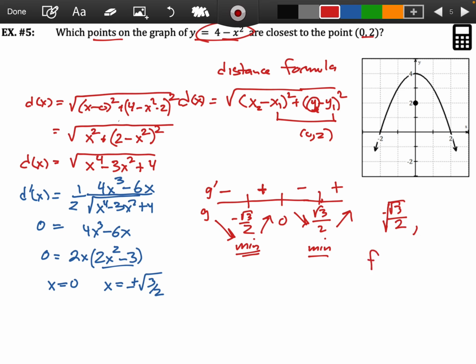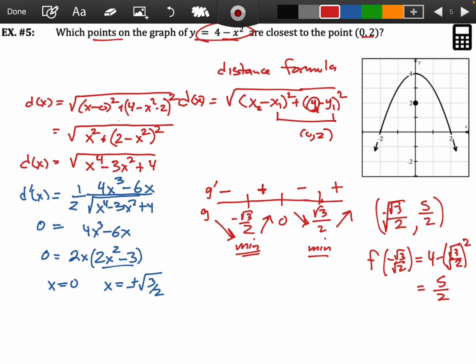And now we need to plug that into our function to see what value we get, all right? So you plug it in, 1 minus the square root of 3 over 2. And again, I keep making that mistake. And you end up getting 5/2, okay? So what's going to be our point? It's going to be negative square root of 3 over 2, negative square root of 1.5, and that gives us 5/2.